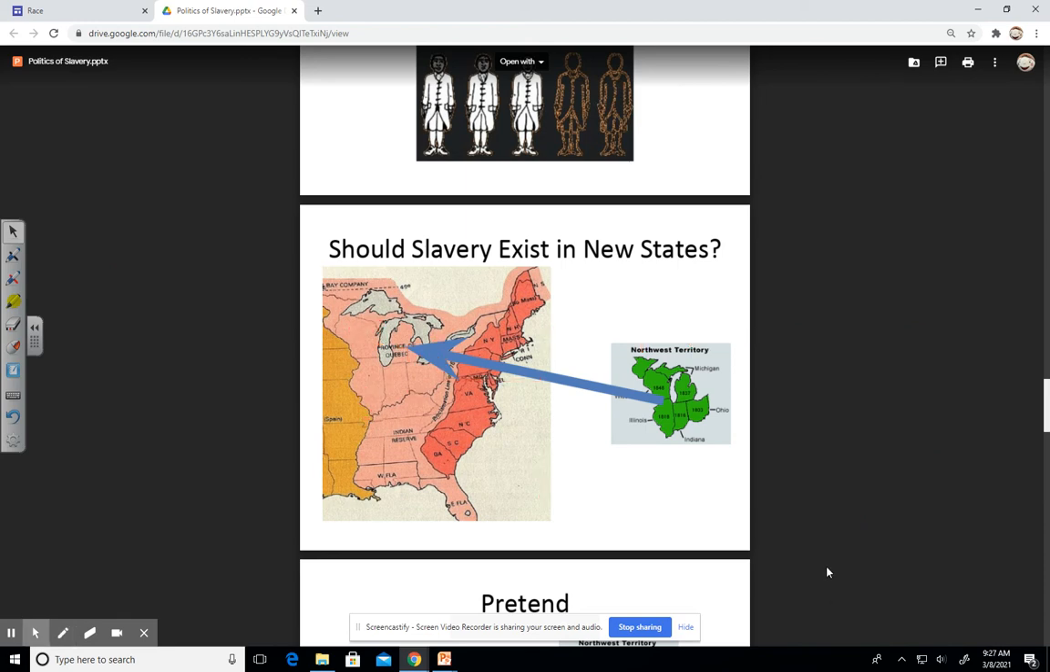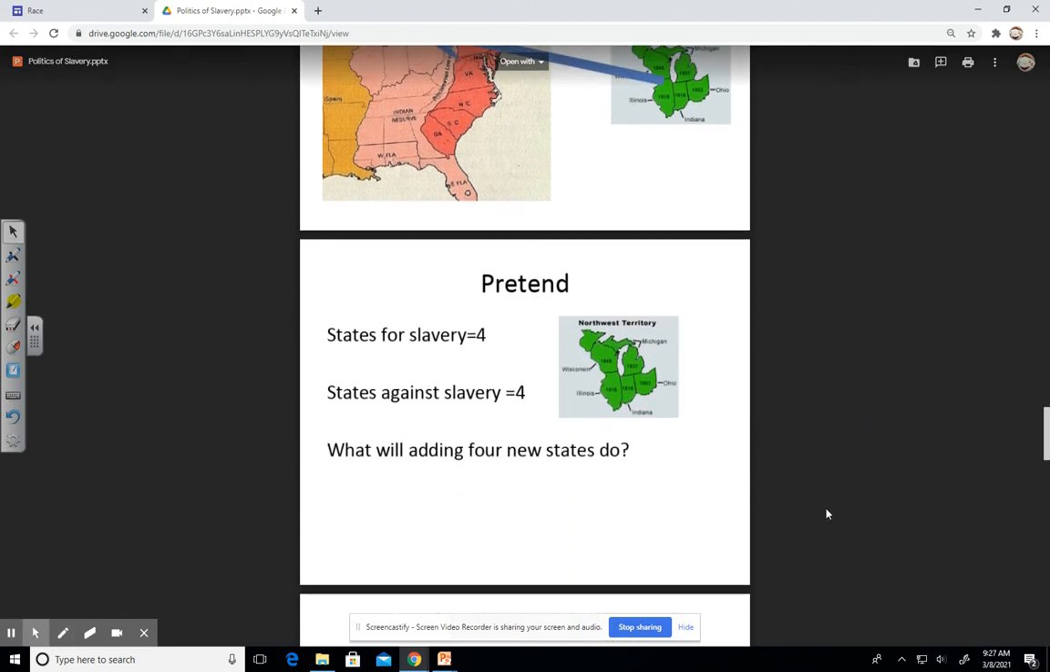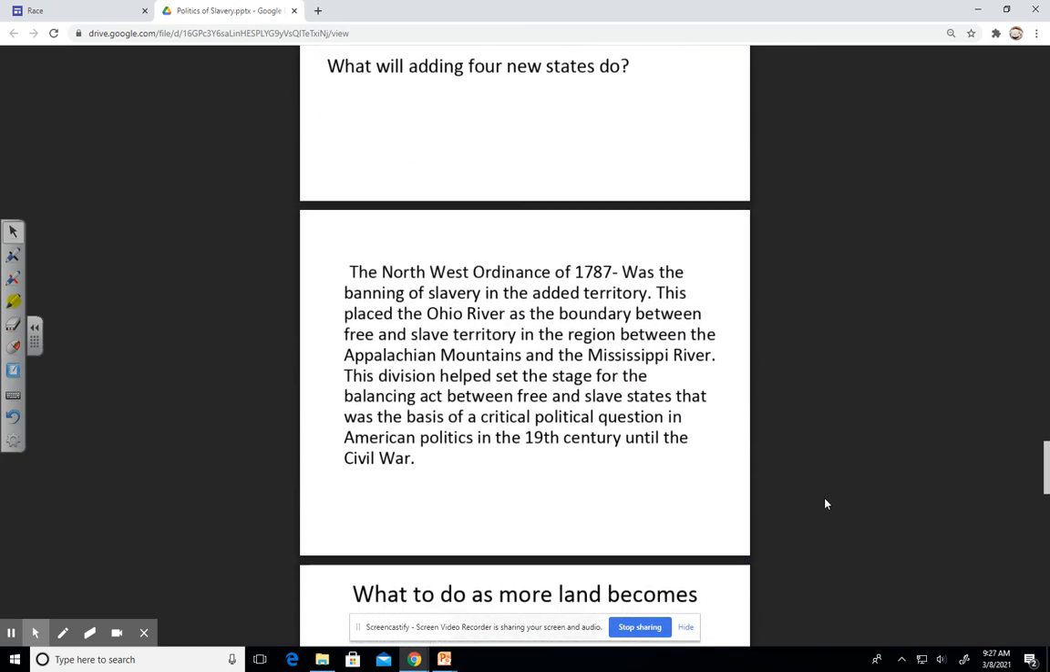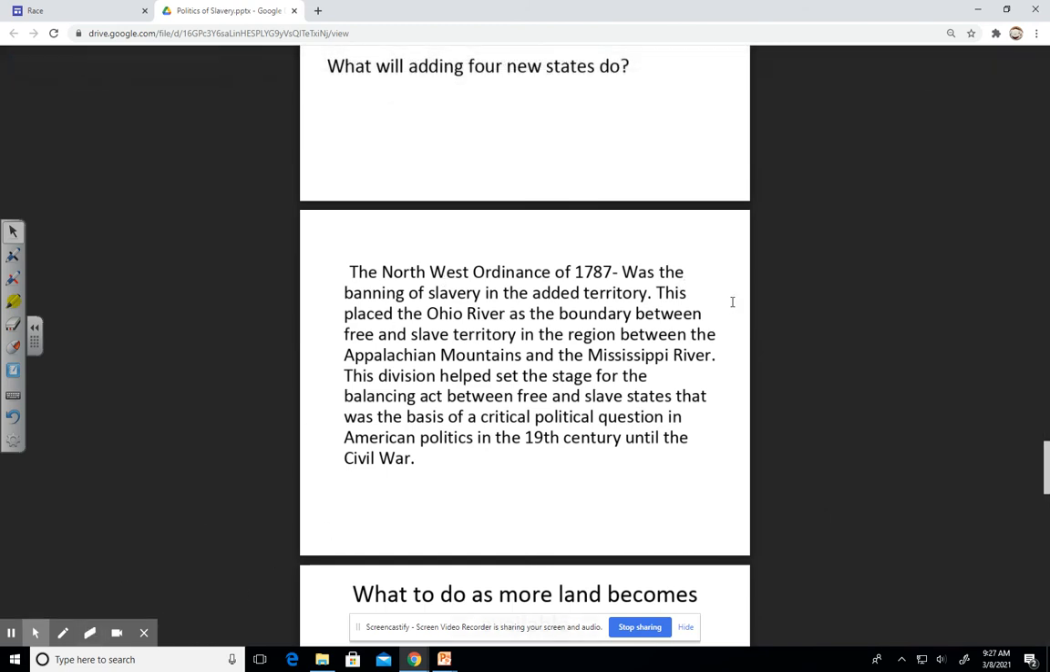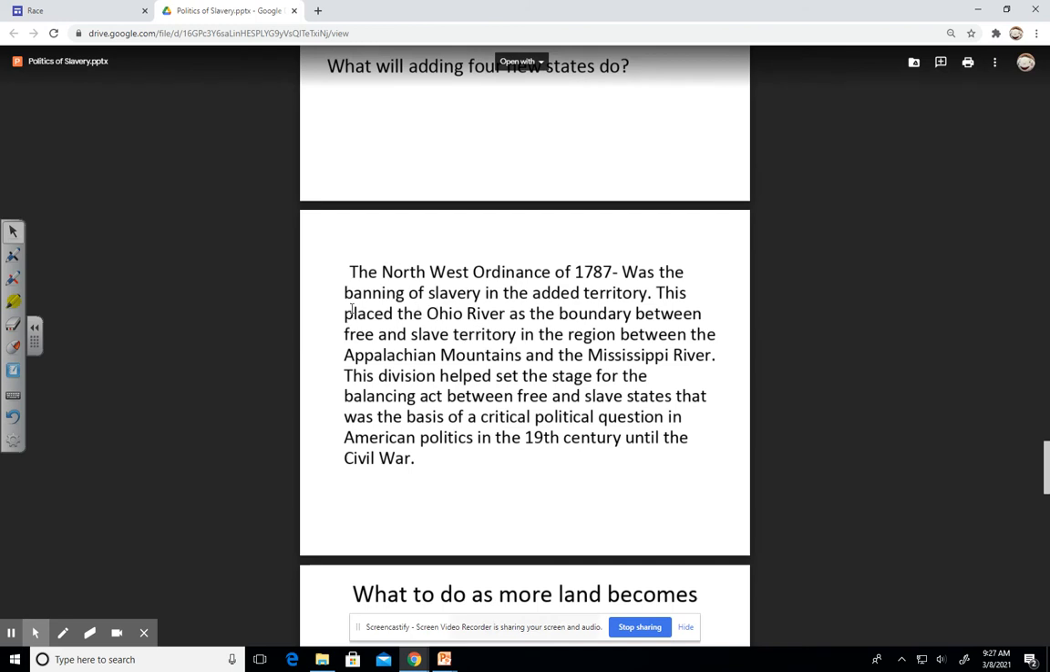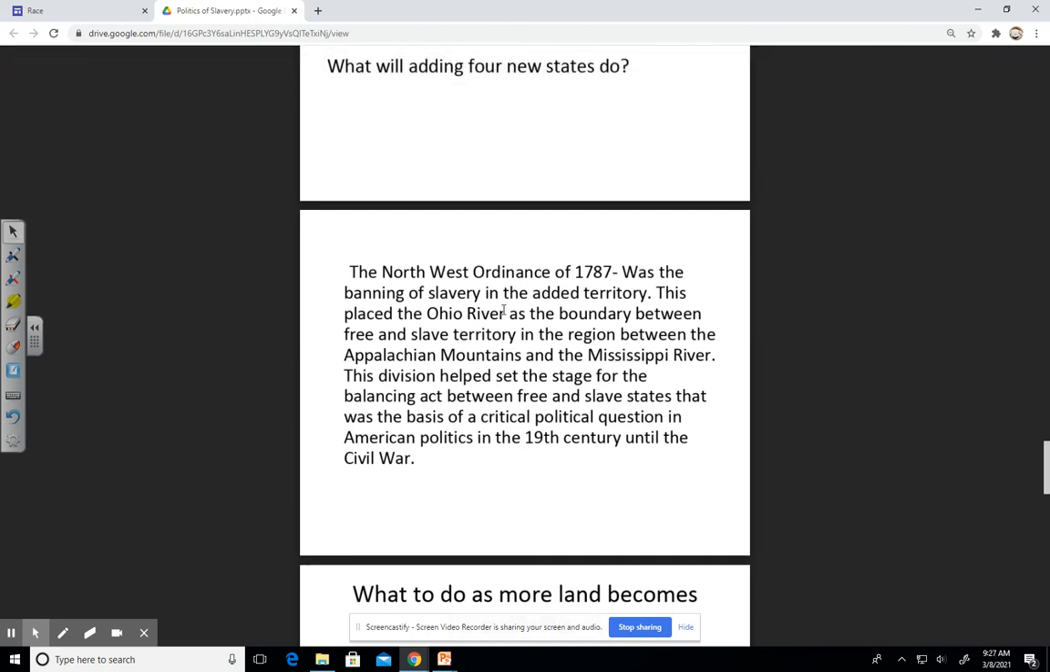The legislative votes matter. The population matters. Do we count the slave population? That seems to be the issue here. So how does the federal government deal with this? They passed the Northwest Ordinance of 1787. They banned slavery in the added territory.